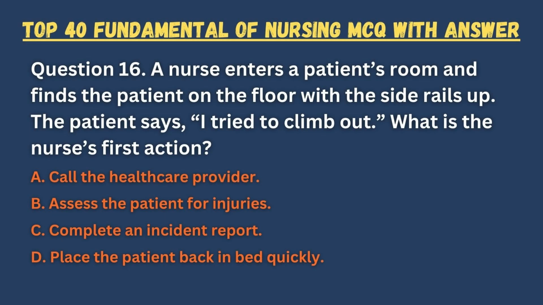Question 16. A nurse enters a patient's room and finds the patient on the floor with the side rails up. The patient says, "I tried to climb out." What is the nurse's first action? A. Call the healthcare provider. B. Assess the patient for injuries. C. Complete an incident report. D. Place the patient back in bed quickly.